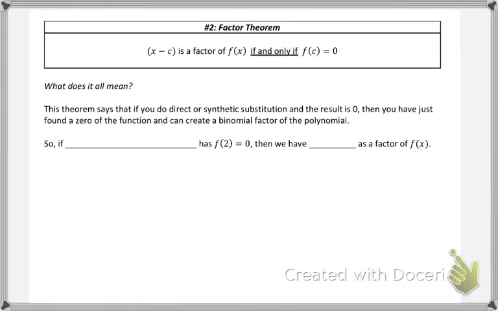So, a review of the factor theorem that we went over in 2.4 as well. We know that x minus c is a factor of a function f of x if and only if f of c is equal to 0. So what does it all mean?